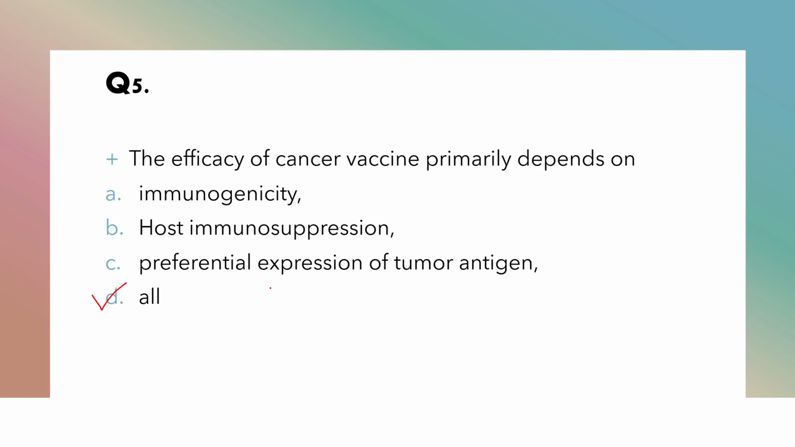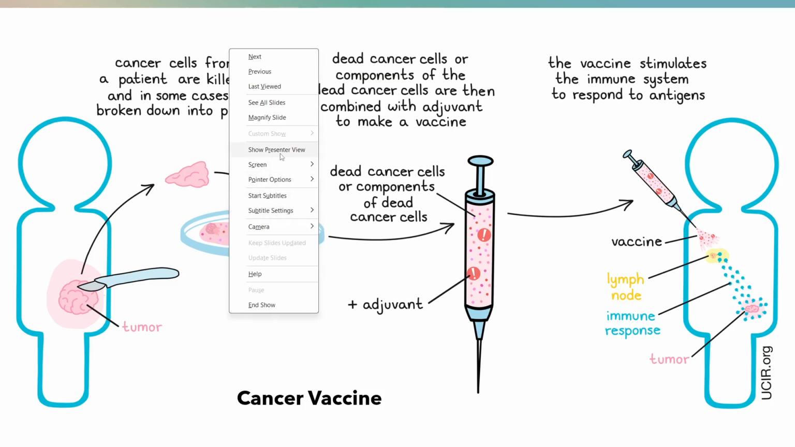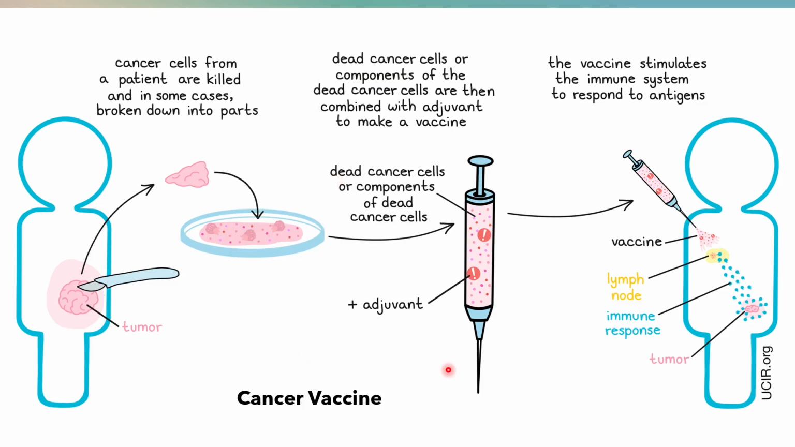Let's discuss it more. See here, in this figure you can see how these cancer vaccines have been made. For example, this is the patient and they have a tumor. Remove the tumor cells from the tumor itself and culture them by cell culture.